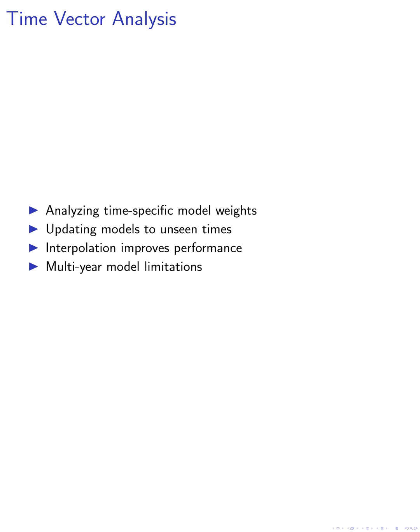Our evaluation shows that interpolating between time vectors improves performance on unseen intervening times and future times. However, building a multi-year model using a soup of time vectors does not perform as well as a model fine-tuned on all times at once.